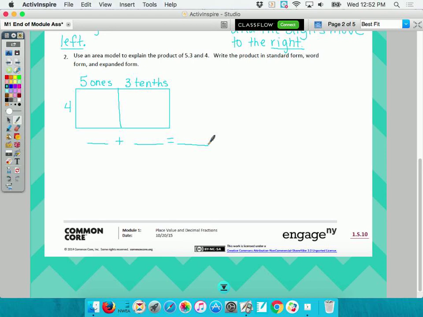So, to do this first box, I'll do 4 times 5 equals what? 20. 20 what? 21s. And 4 times 3 equals 12 tenths. And to write this in standard form, what do I write down here? 20. And how do I write 12 tenths in standard? 1 and 2 tenths. Okay.